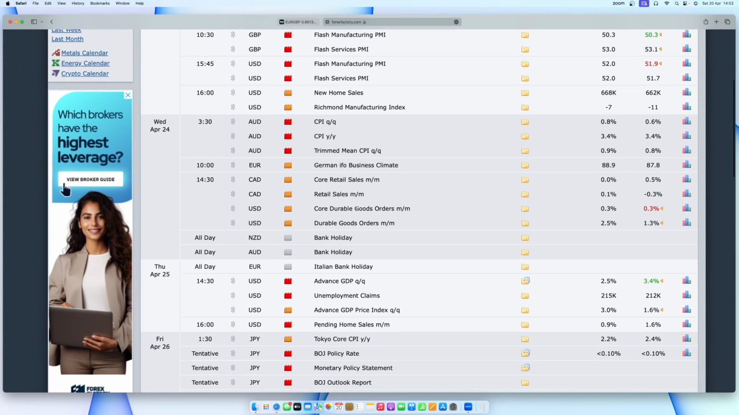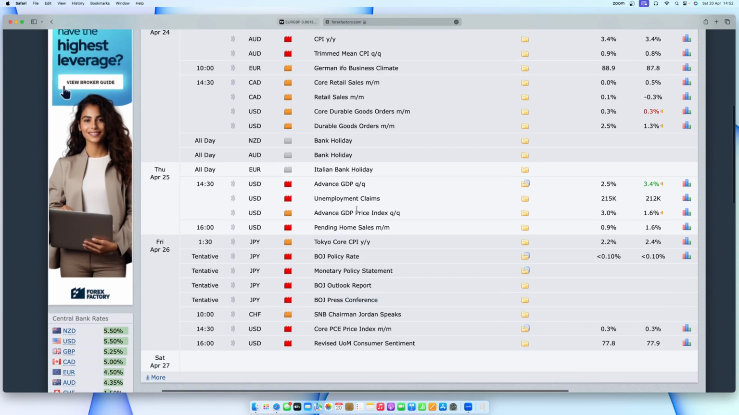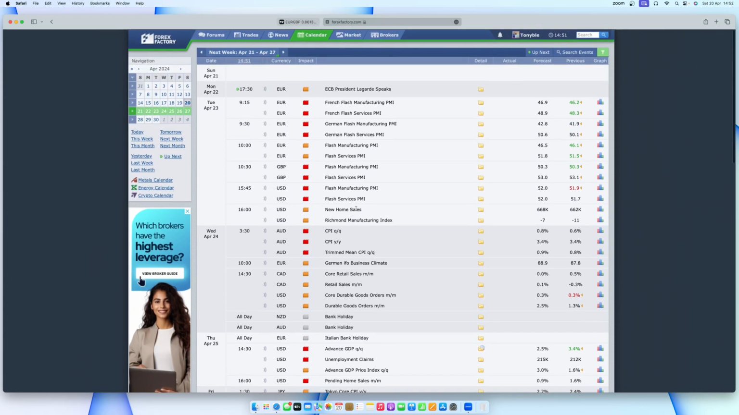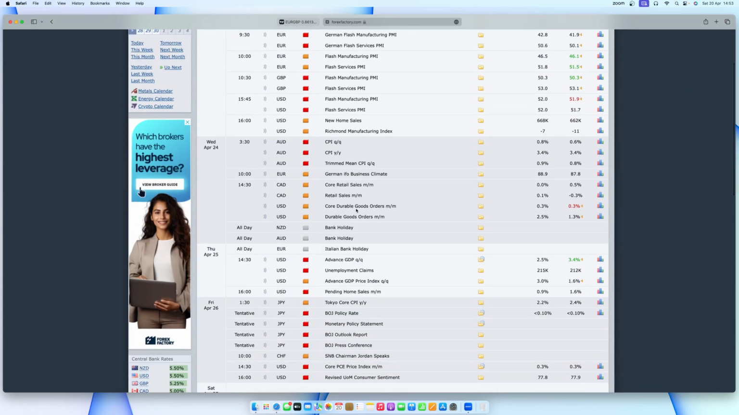And then on Thursday we have advanced GDP QQ for dollar index, and then on Friday we have JPY major news. That's the Bank of Japan policy rates coming out, and then Tokyo Core CPI news by 1:30 a.m. in the morning. So really the major news we have are on Tuesday, Wednesday, Thursday, and Friday.